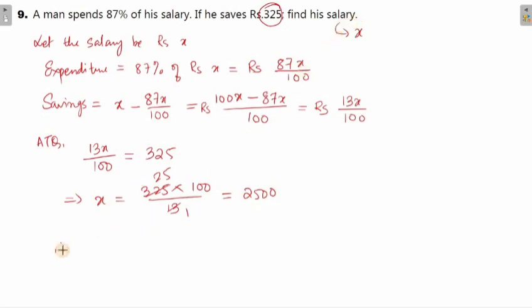Therefore the man's salary is equal to how much? Rupees 2500, right? So you may pause the video and note down your solution.